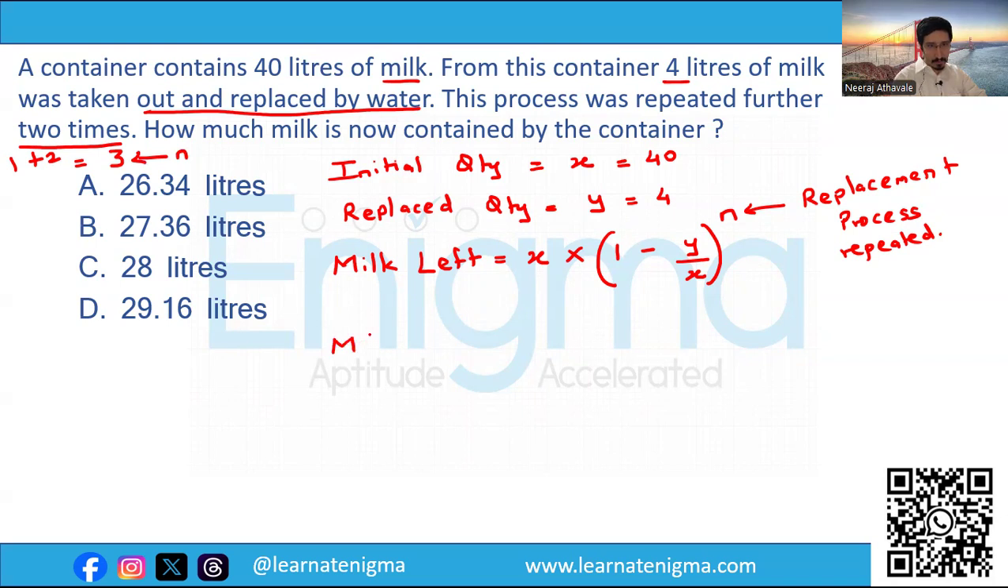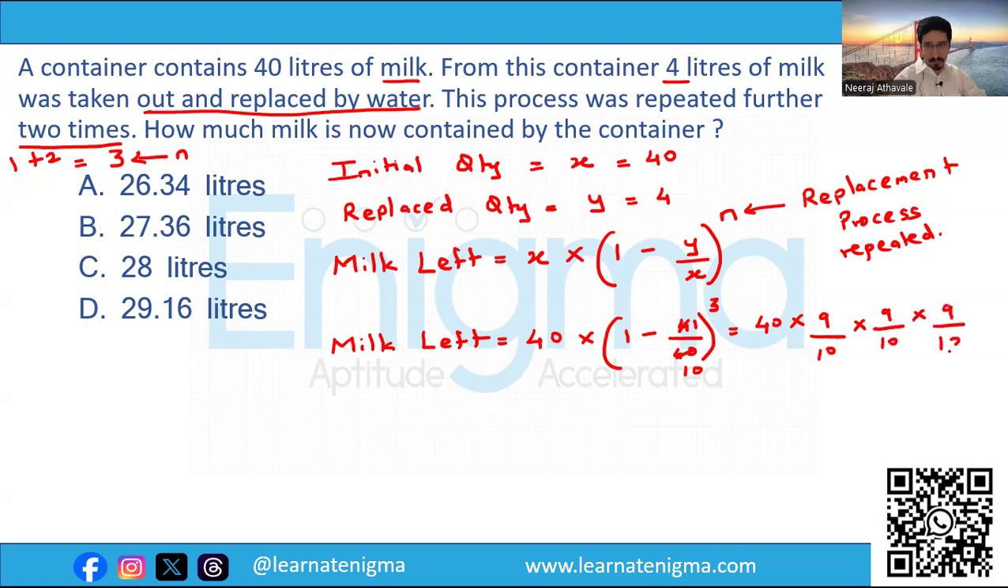So milk left is equal to X, which is 40, into (1 minus 4 upon 40) raised to 3. So 4 upon 40 gets reduced to 1 upon 10. So 1 minus 1 upon 10 is 9 upon 10. So we have 40 into 9 upon 10 into 9 upon 10 into 9 upon 10.